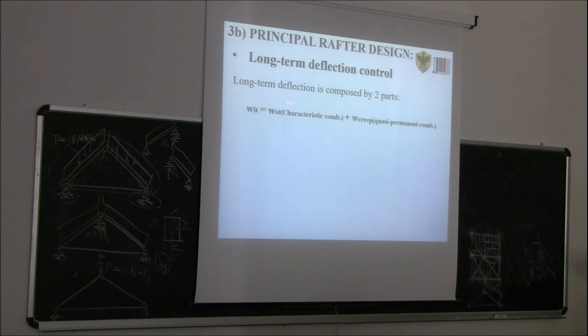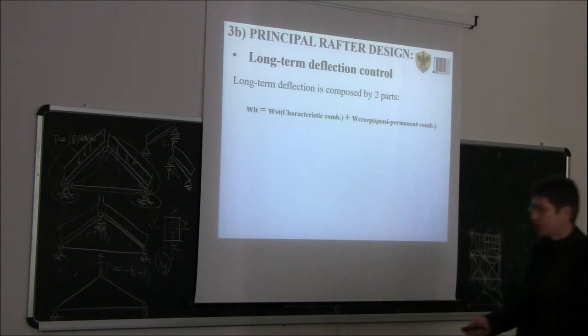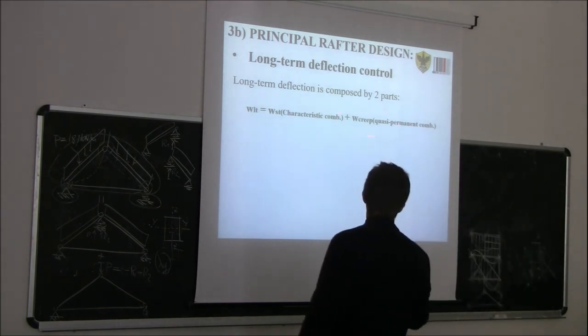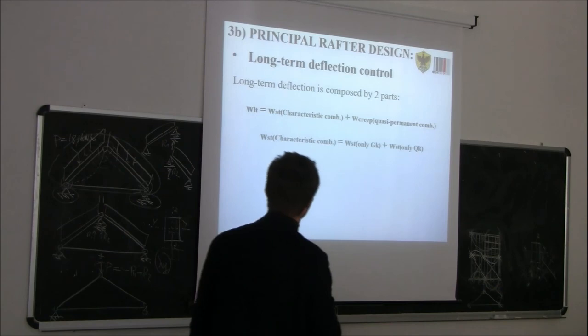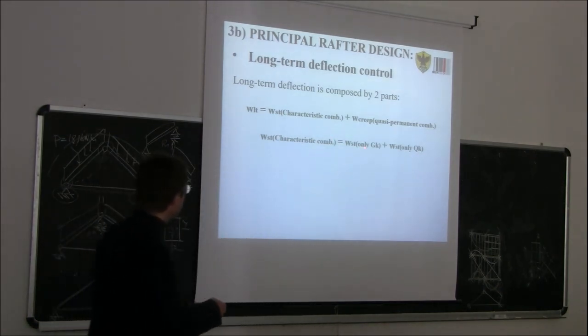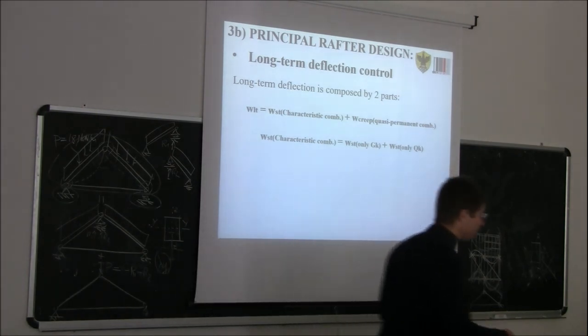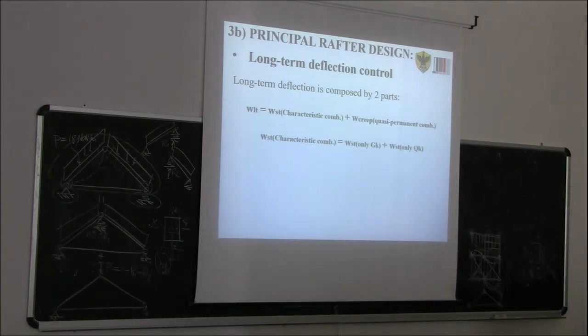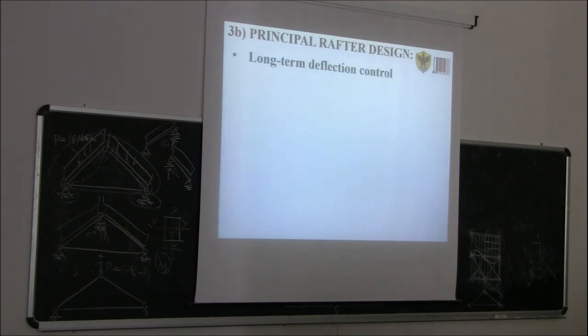So the long-term deflection will be the sum of the short-term deflection due to the characteristic condition plus the creep deflection due to the quasi-permanent combination. The short-term deflection due to the characteristic condition is the sum of the short-term deflection due to the only permanent loads plus the short-term deflection due to the variable loads that we calculated before. That was 2.85 millimeter.